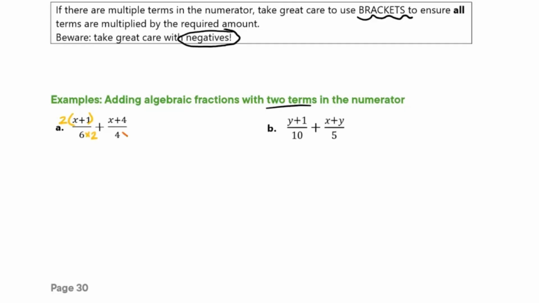In the second fraction, we're multiplying by 3, and to multiply everything in that numerator by 3, we're going to put brackets around it. So, as we said, our lowest common denominator is 12, and then we're going to have 2(x + 1) + 3(x + 4).